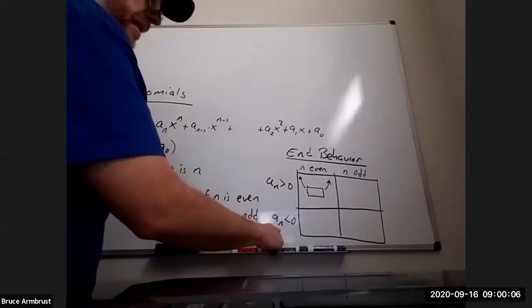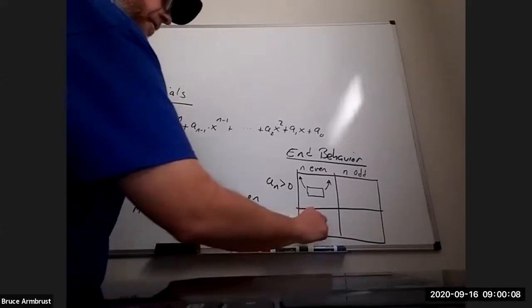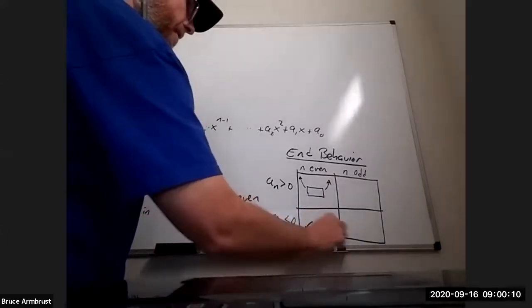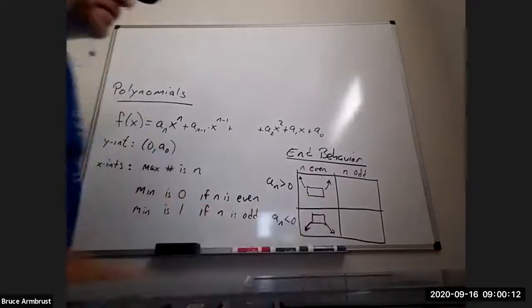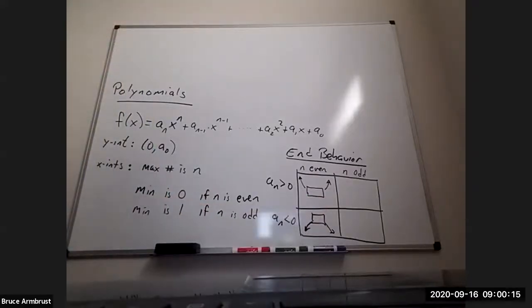If n is even, but it's a negative leading coefficient, then on either end, it's actually going to drop down. Again, think about my happy parabolas, sad parabolas. Use parabolas as your specific example of the generic case of n even. Think about what happens at the ends of those. That's what happens at the ends of even degree polynomials.